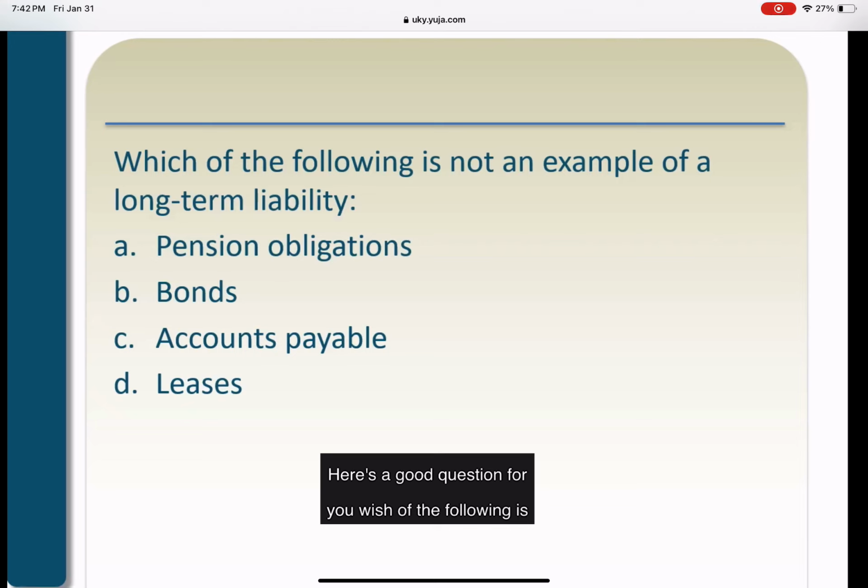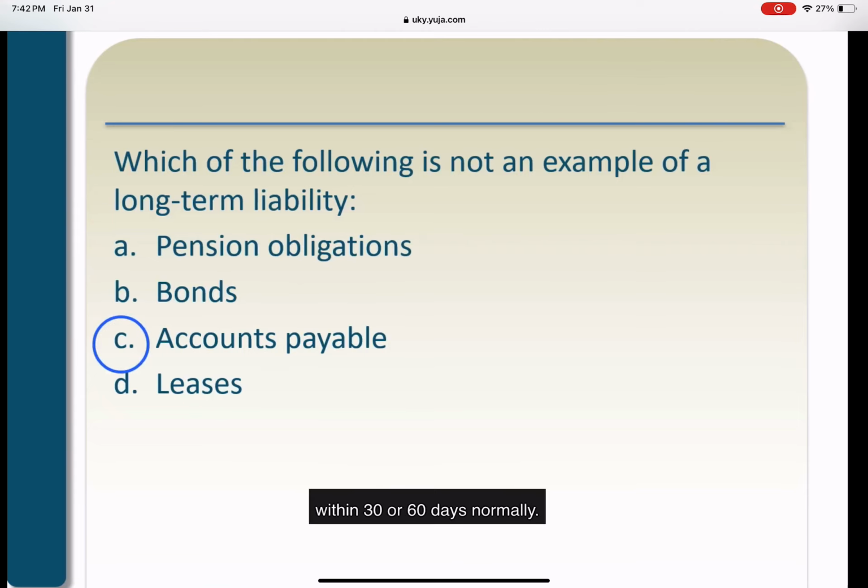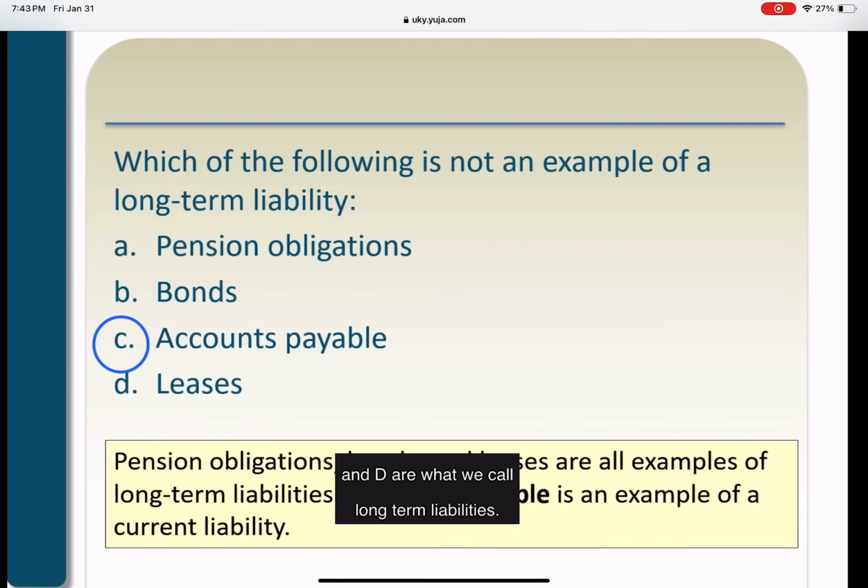Here's a good question for you. Which of the following is not an example of a long-term liability? As you read through the list, I hope again that you see it immediately. Yes, accounts payable, because that's due within 30 or 60 days normally, whereas all the other three, A, B, and D, are what we call long-term liabilities, things like your pension obligations, your bonds, your leases, and so on.